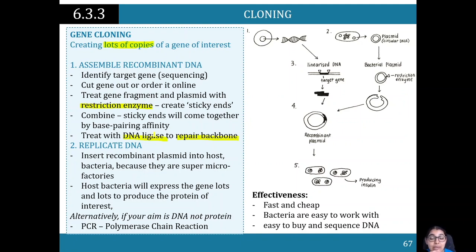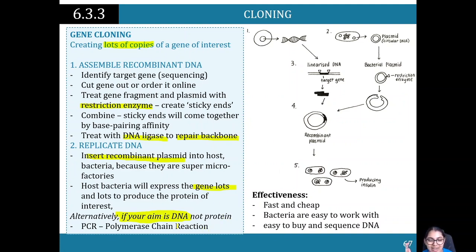After we've done that, we insert the recombinant plasmid into a host bacteria. Bacteria are used because they are super microfactories; they can replicate really fast. So we put that plasmid into the bacteria, and it will express the gene and produce lots of protein. Again, the DNA will produce the protein.